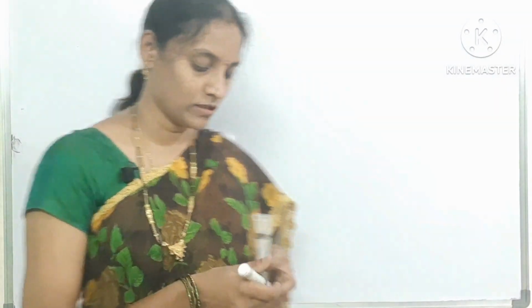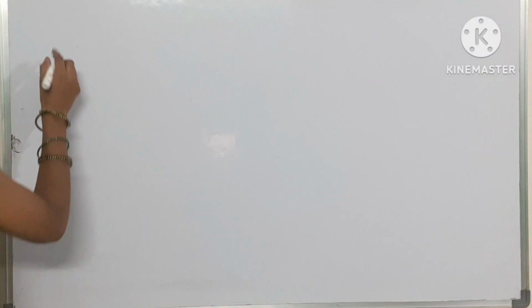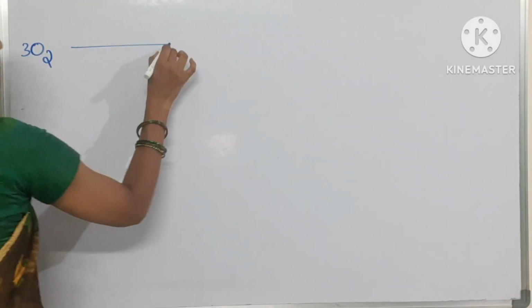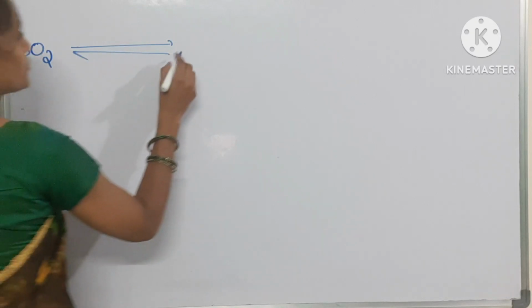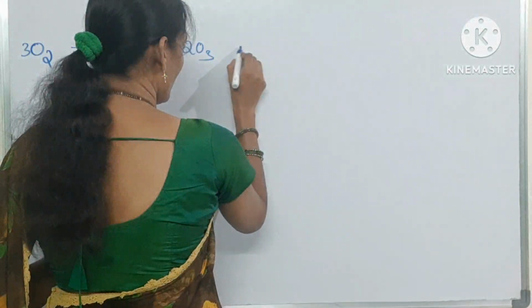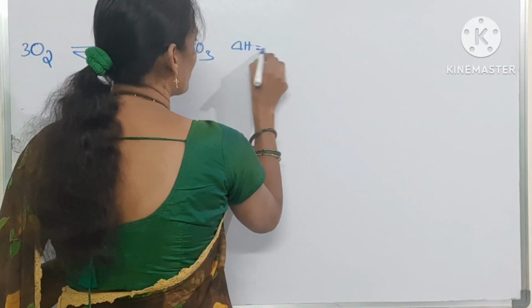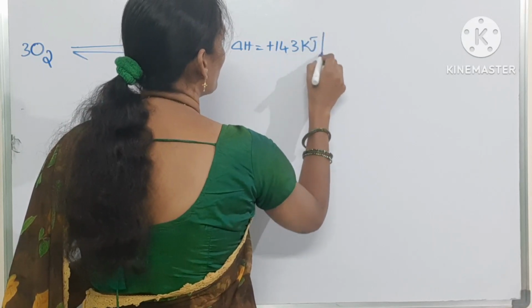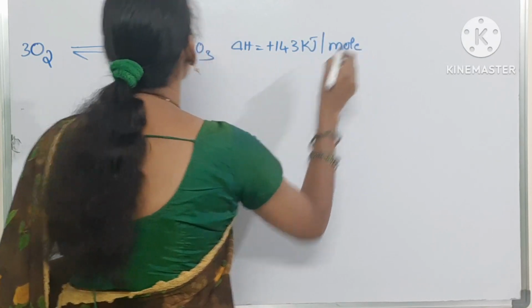The laboratory preparation method you can see is the silent electric discharge of oxygen. Silent electric discharge of oxygen will give you ozone. Here, delta H equals plus 143 kilojoule per mole, so energy is absorbed.